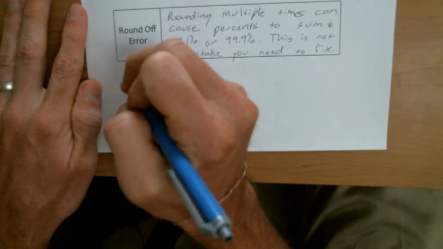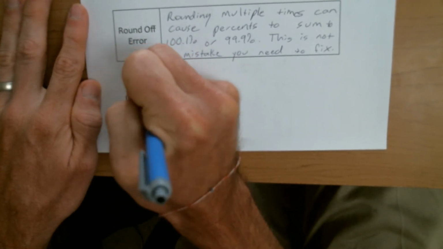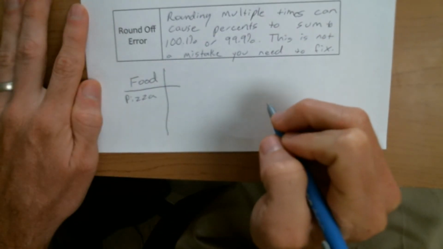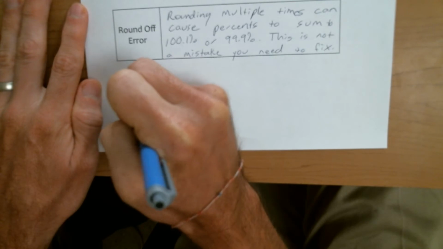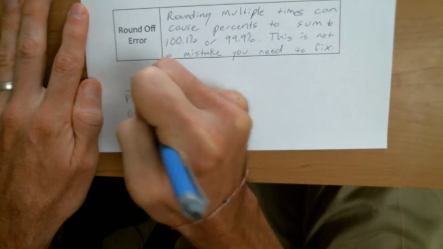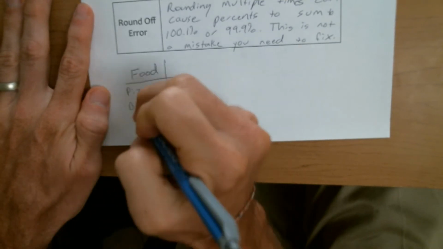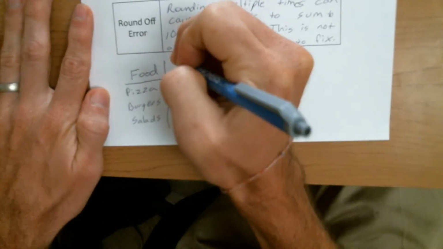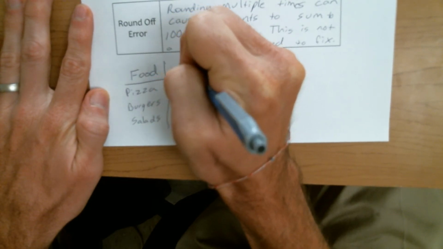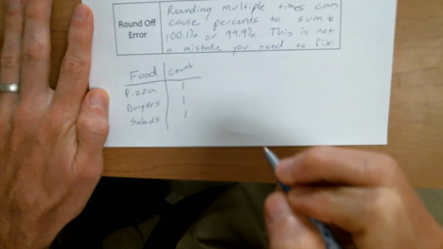We'll keep it easy. We'll say pizza. So creative, right? Burgers. It's weird that I'm putting burgers, given that I'm a vegetarian, but there we are. And we'll say salads. Okay. And then we might have a count. And just to keep it super easy, 1, 1, 1.